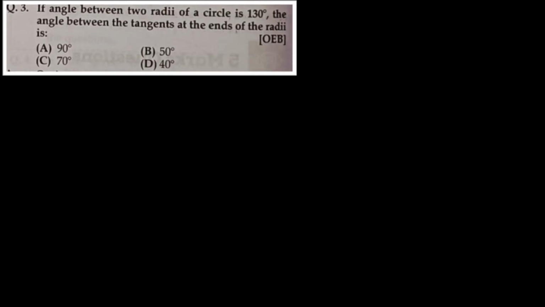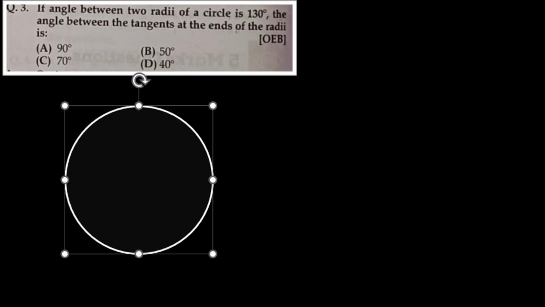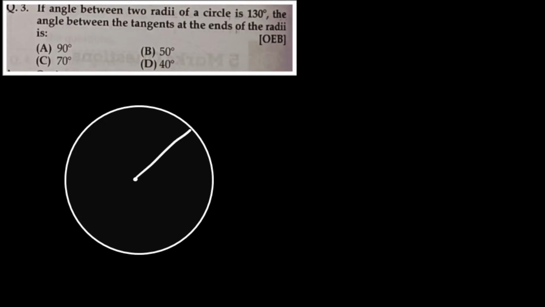Again, a circle is there. So first of all, draw figures for your understanding. The angle between two radii of a circle is 130 degrees. So what is given to us? Suppose this is the center of the circle. From the center, if I draw any line to the circle, it's a radius. Again, one more radius I'll draw. So between two radii, we have one angle, and that angle is given to us as 130 degrees.